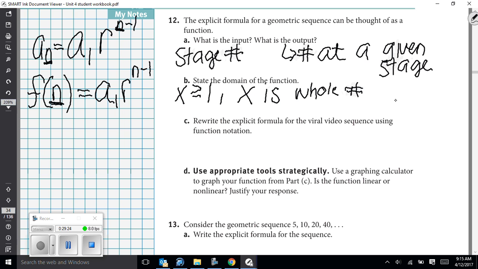Then it says rewrite the explicit formula for the viral video sequence using function notation. So if we're looking at the video, we have f of n. What's our a sub 1? 1. And then what's our r? r is 3. And then we have our power, which is n minus 1.